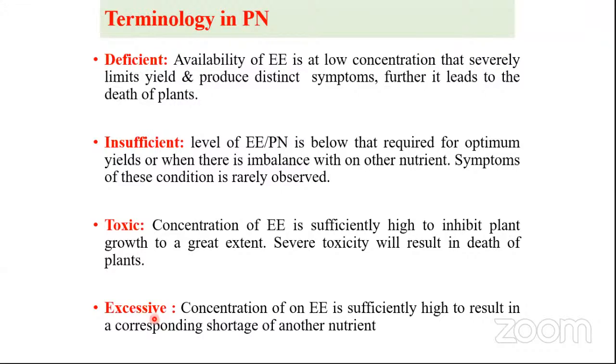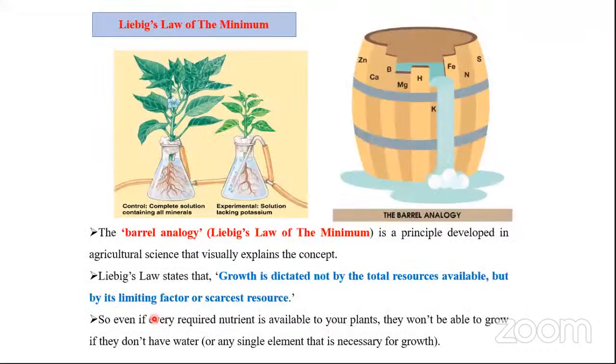But in the synergistic effect, if one nutrient is very high, there will automatically be uptake of another nutrient also very high. This is called the synergistic and antagonistic effect. And naturally, students, there is Liebig's law of the minimum. What he says is that growth is directed not only to the total resources available, but to the limiting factor or scarce resources. It's called the barrel concept.